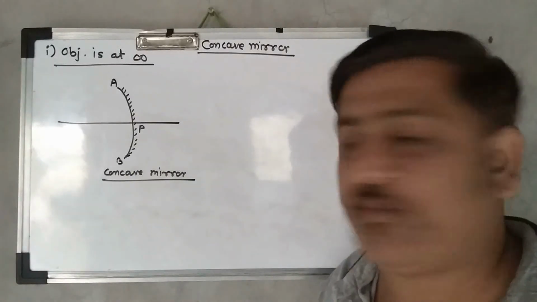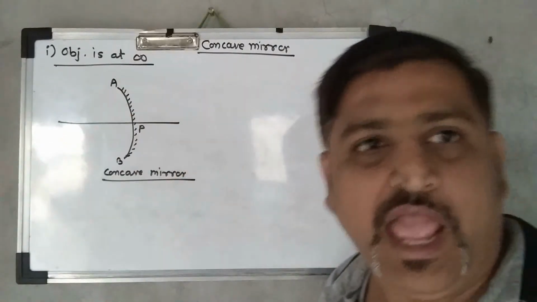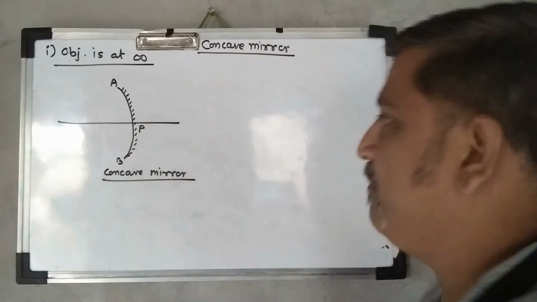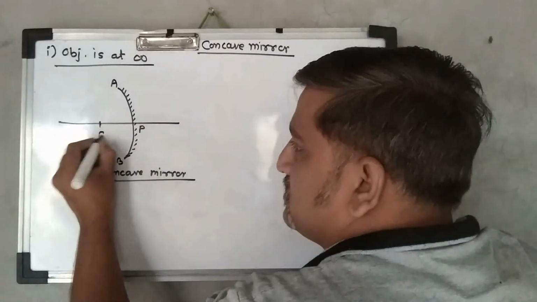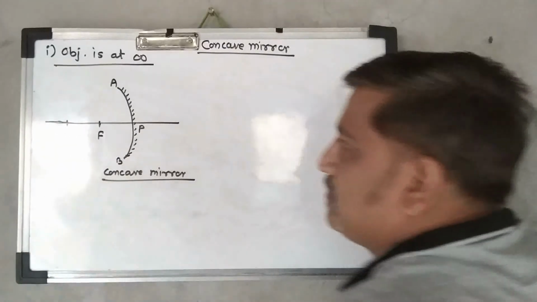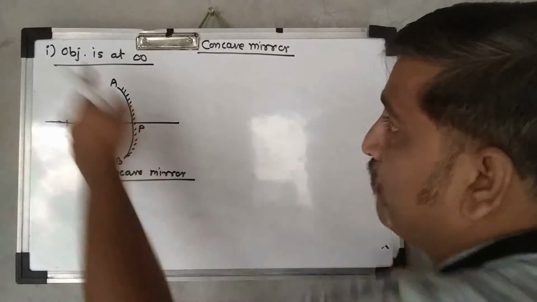And what is a pole? Pole is nothing but the midpoint of the aperture of the mirror. So this is the pole. Then this is the focus. This is the center of curvature. Okay. Now our object is at infinity.